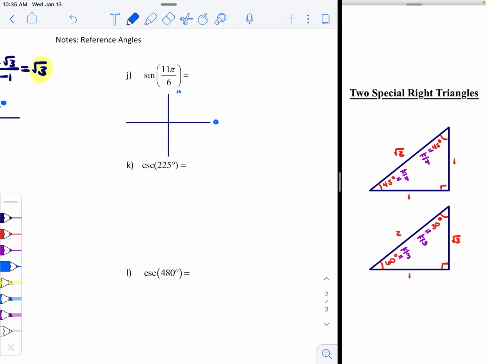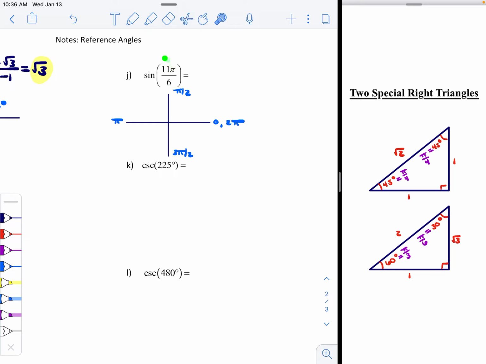Let's go ahead and take a look at another one. This time we're looking at the sine of 11 pi over 6. Again, we want to start by drawing our angle in standard position. If you're still not 100% confident with radians, think about your benchmarks. We have 0, pi over 2 at the top, pi is half the way around, 3 pi over 2 is down at the bottom, and 2 pi is all the way around.